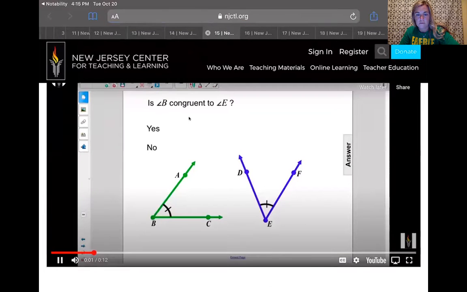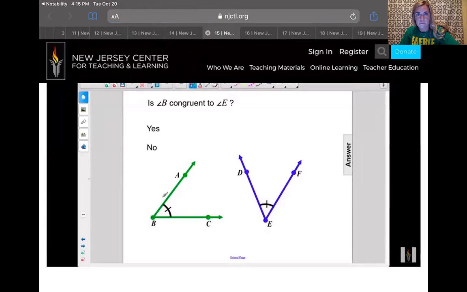Is angle B congruent to angle E? Well, angle B has an arc and a slash. Angle E also has an arc and a slash. So yes, these two angles are congruent.